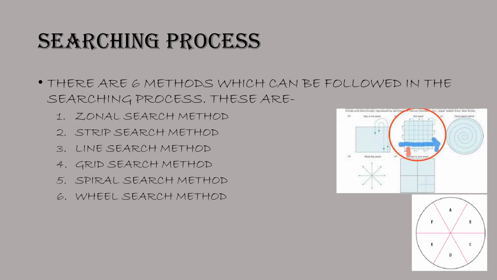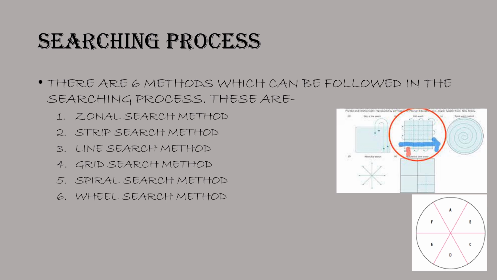Searching process. For collecting evidences, the crime scene is searched in various ways, which involve six basic methods, any one of which can be followed for searching: the journal search method, the strip search method, the line search method, grid search method, spiral search method, and wheel search method. The wheel search method begins from the middle of the crime scene and moves outwards. The spiral search method starts from any selected point at the edge of the crime scene.